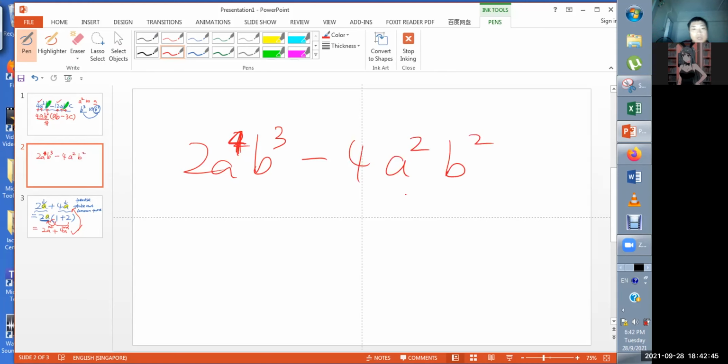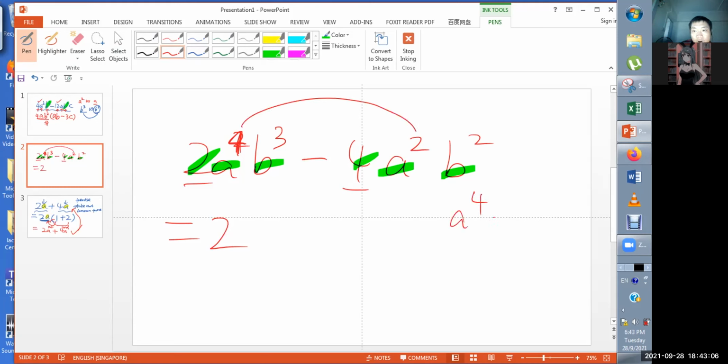Okay, good. Can I ask you, what do you see? Both A, both B, and you also see a multiple of 2. When you see a multiple of 2, that's why you take out a 2. That's a common factor. But now you need to compare A4 versus A2. Which one is smaller? A to the power of 2, A squared, is smaller. So you take out A squared.